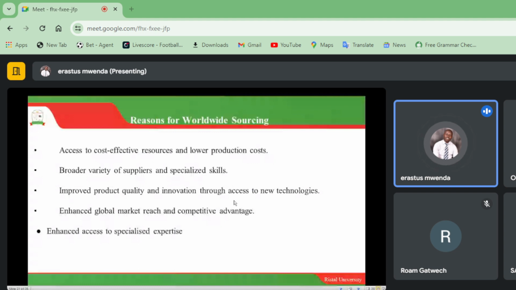What are some of the reasons that make people do worldwide sourcing? Number one is access to cost-effective resources and lower production cost. Maybe when you source worldwide, you are going to get your items at a lower cost. The other one is a broader variety of suppliers and specialized skills. The variety of suppliers, we have mentioned it in one of the slides. So you could be exposed to bigger and many suppliers. The other one is improved product quality and innovation through access to new technology.